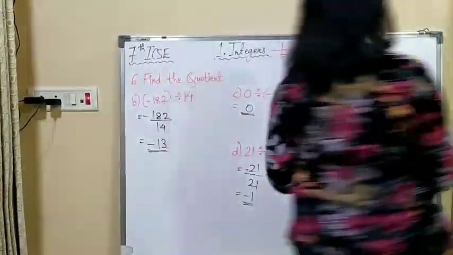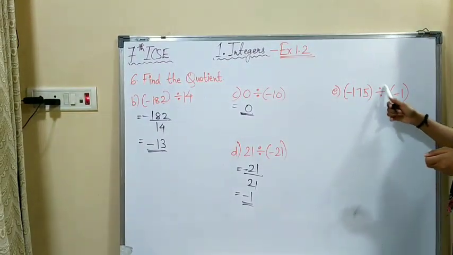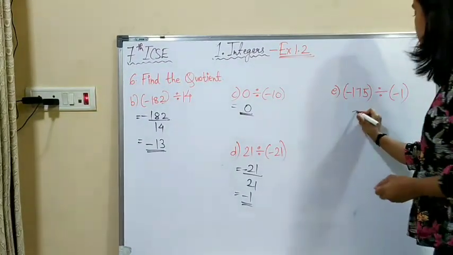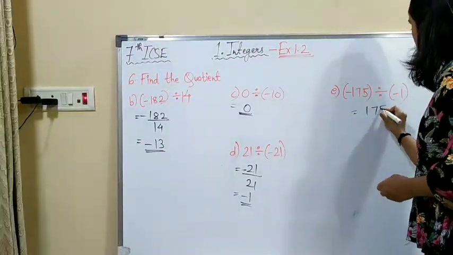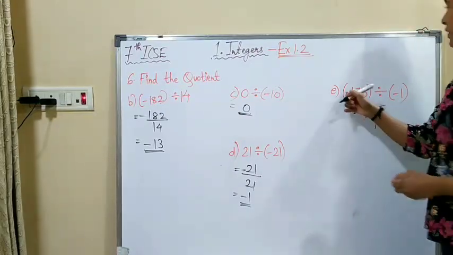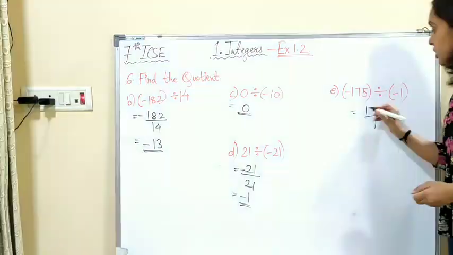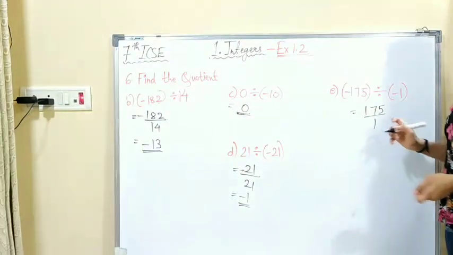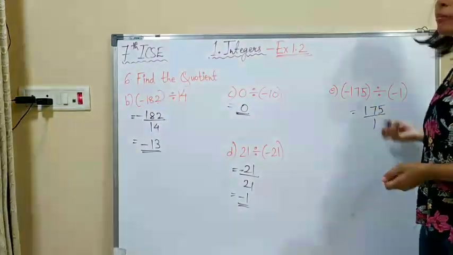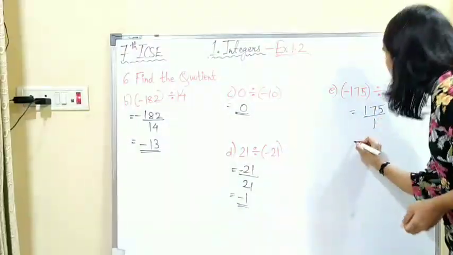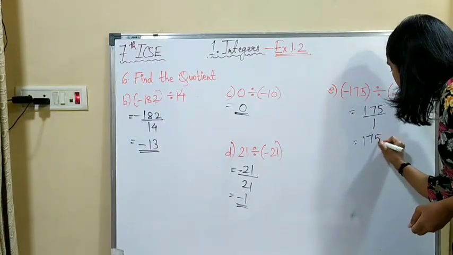Now the next question is minus 175 divided by minus 1. So that is 175 divided by 1, and minus minus is again plus, so your answer will be positive. 175 divided by 1, so you will get 175 only.